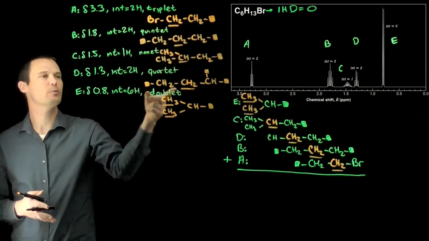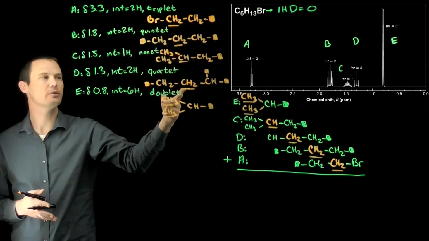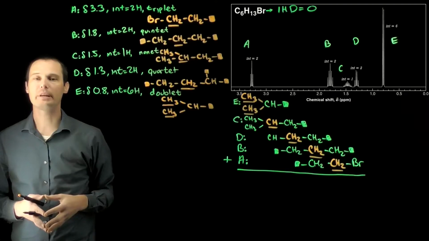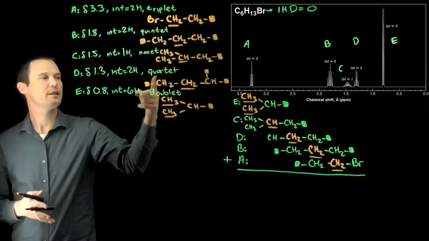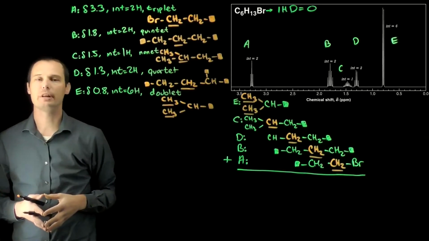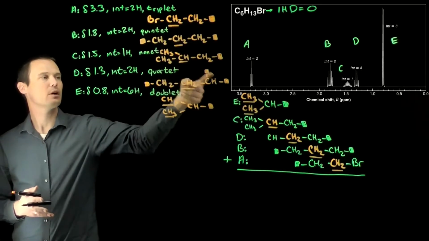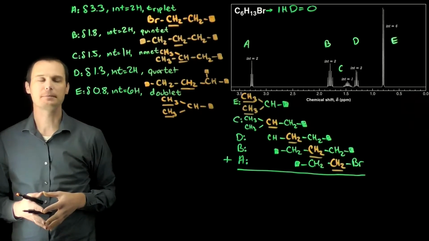Signal D has a chemical shift of 1.3, an integration of 2 hydrogen, they're underlined, and it's a quartet, meaning we have 3 hydrogen neighbors. One way to do that is to have 2 hydrogen neighbors on one side and 1 hydrogen neighbor on the other side. Open valences are shown by the filled boxes.